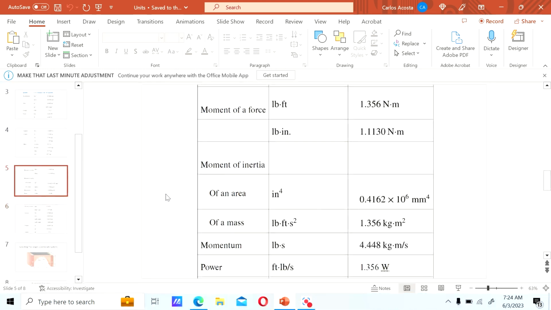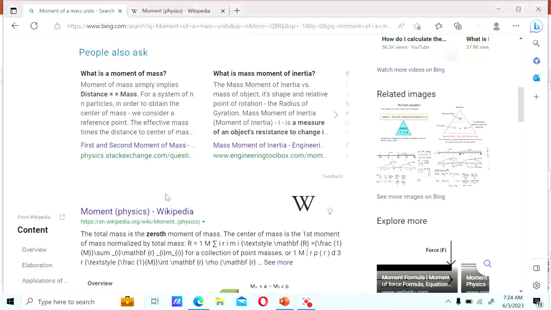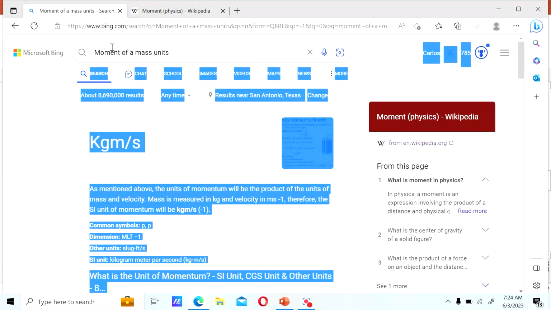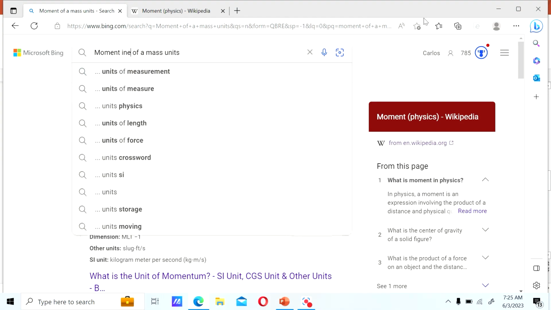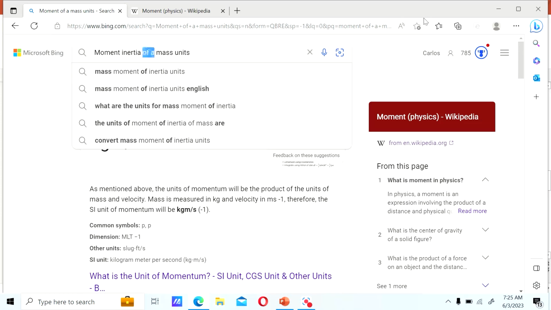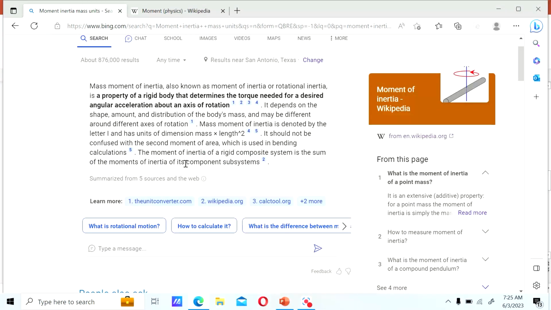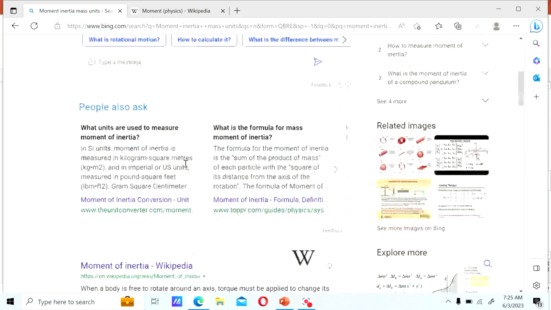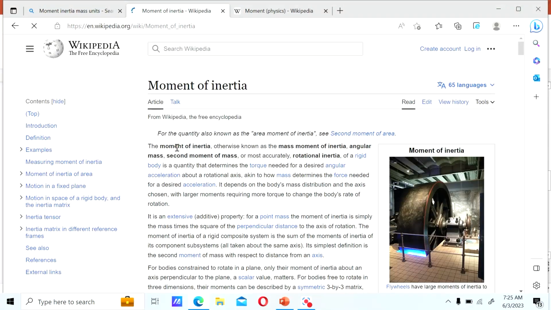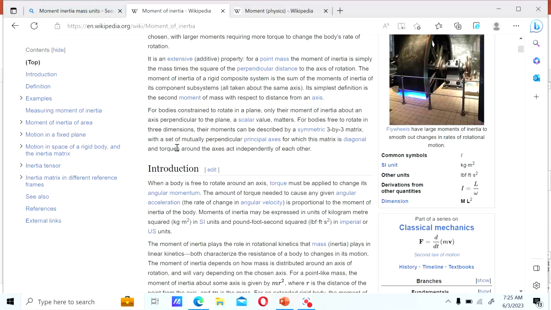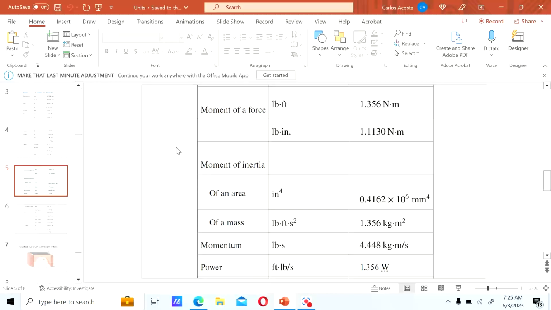What we know is the moment is force times distance, but we need the moment of inertia. Moment of inertia. Mass. All right, it's saying rotational inertia. The rigid body determines the torque needed for a desired angular velocity. Moment of inertia. So it's kilograms meter squared. Let's see. Kilograms meter squared. Yeah.